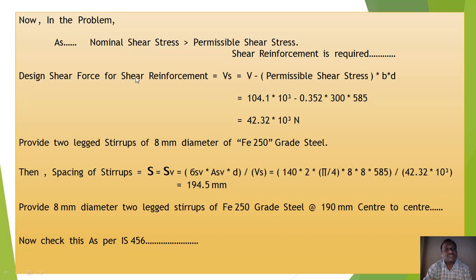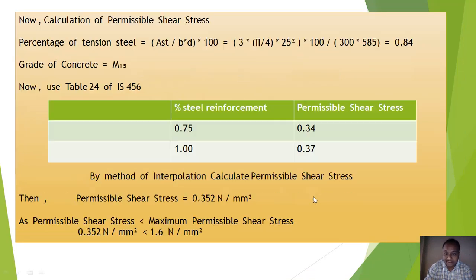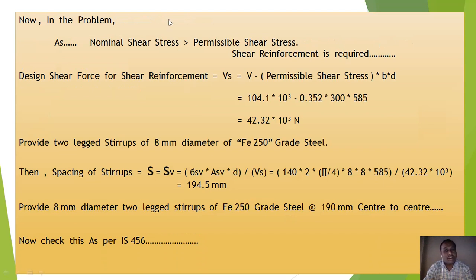Design shear force. Here the nominal shear stress is 0.59 and the permissible is 0.35. So the nominal shear stress is more, so shear reinforcement is required. If the equation is like this, then shear reinforcement is good. Now we are designing the shear reinforcement, in terms of stirrups.